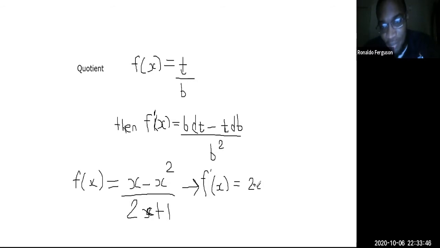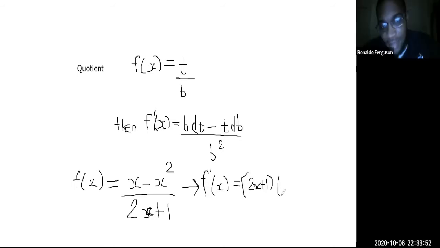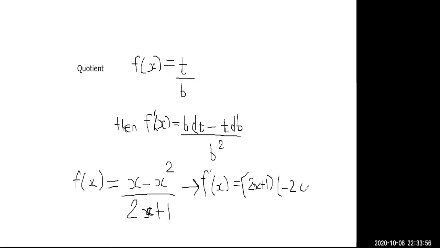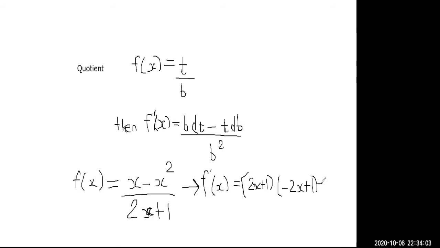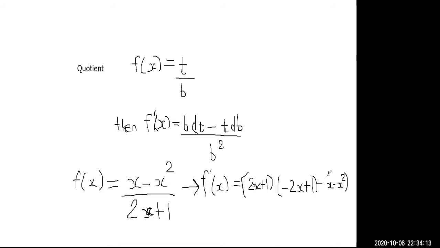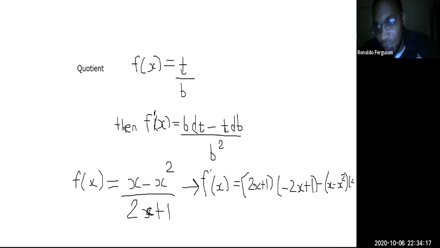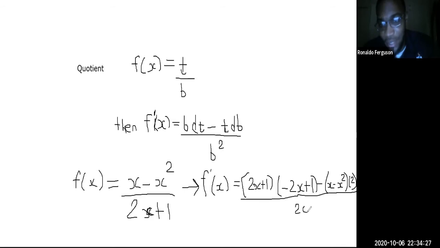Start with the bottom, times negative 2x plus 1, the differential of the top, minus the top, x minus x squared, times 2, which is the differential of the bottom, divided by the bottom square, 2x plus 1 all square. Nice. So now that gives us f prime of x.